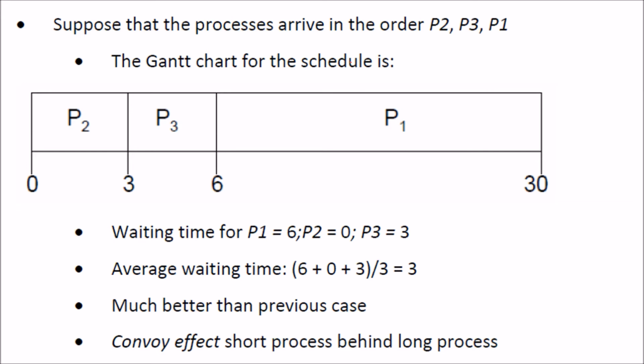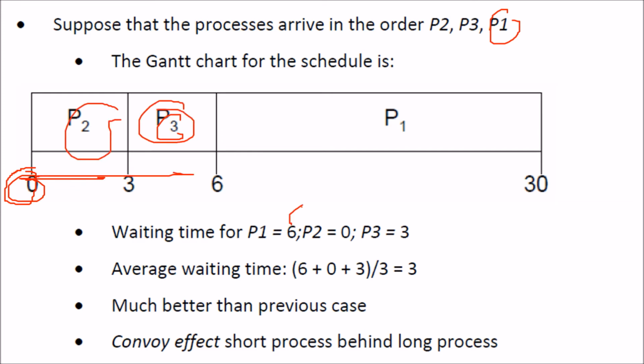Now suppose the order is changed. Let us change the order. P2 has come first, P3 has come next, and P1 has come last, the one with the maximum CPU burst time. Because P2 has come first, we'll put it first in first out. 0 waiting time for P2, 3 waiting time for P3, and for P1 only 3 plus 3, that is P2 and P3 completion, 6 waiting time. So (0 plus 6 plus 3) by 3, this is 3. This is much better. But the convoy effect is a short process behind a long process.